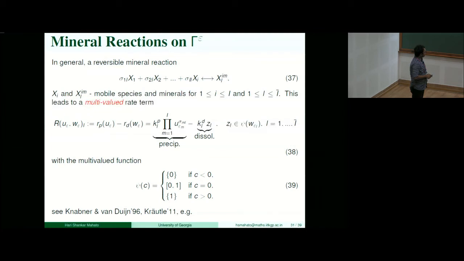So that's the dissolution part, and the reaction rate term for this side is given by precipitation, which is the same as the mass action kinetics. So even in case of mineral reaction, we have forward reaction rate and backward reaction rate. So this is the forward reaction rate going this way, and this is the backward reaction rate coming this way. All right?